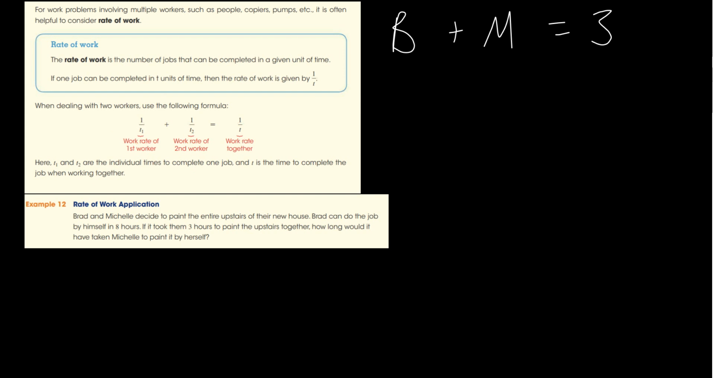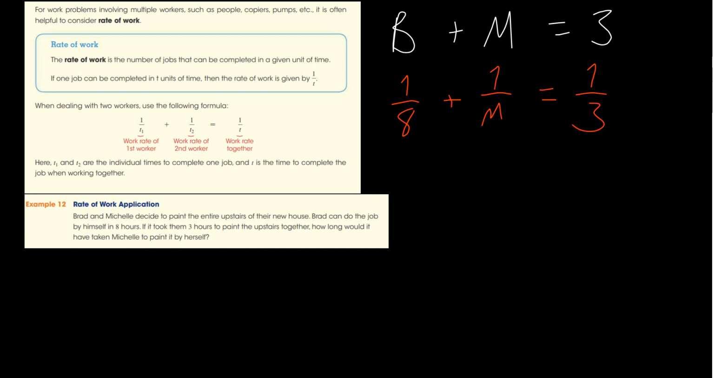So Brad can do it in 8 hours. Michelle, we don't know how long Michelle can do it in. Okay, Michelle does it in M hours. She does whatever she wants. And together they can complete the project in 3 hours. And that's it. I just set up my equation.